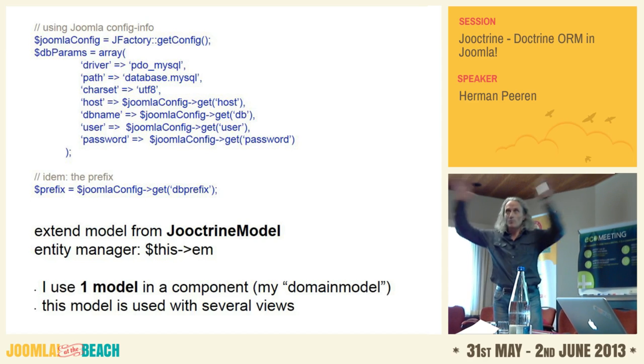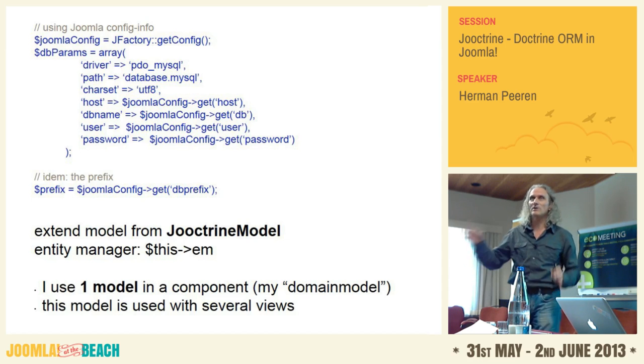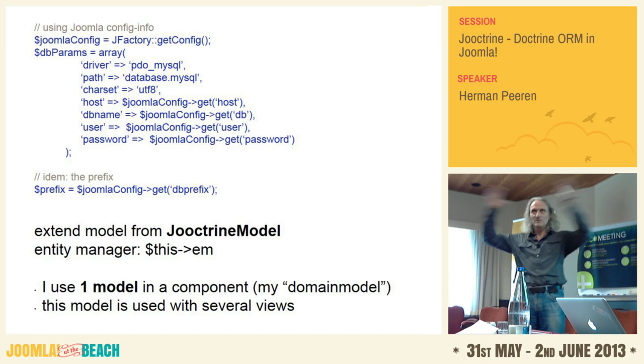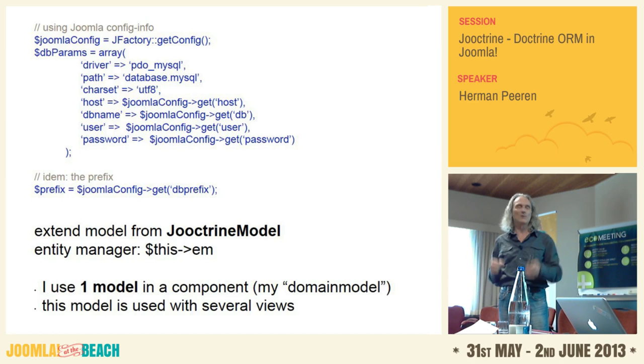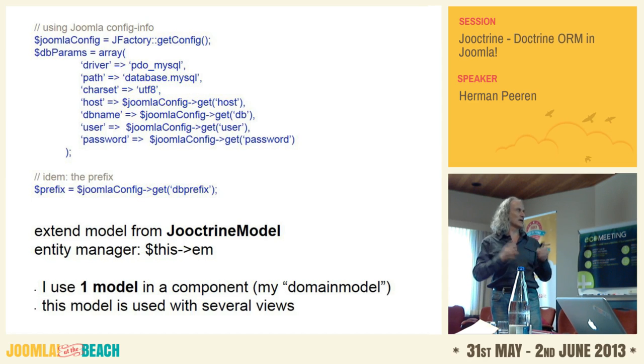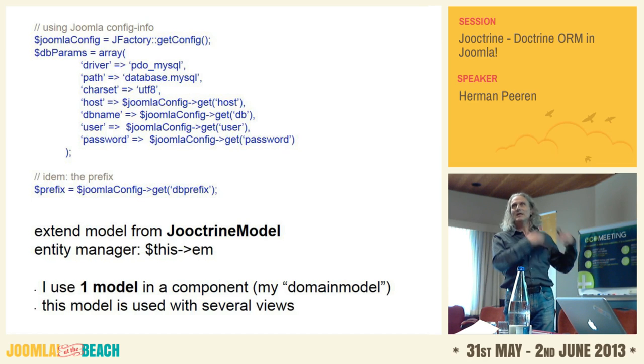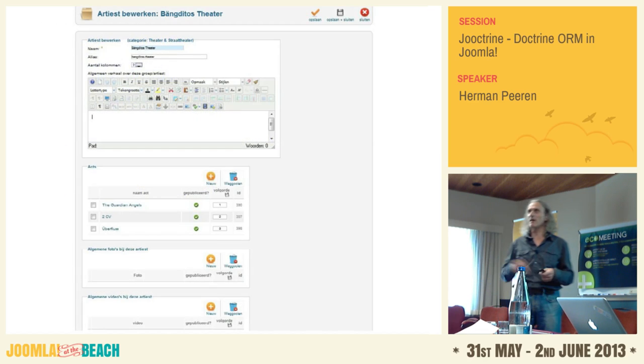I always use one model to put all the objects in. My model is the whole of all the entities working together, because the associations between the objects, that's the most important thing. And from that domain model, I use different views. But I'm playing with this and with a bit different MVC. Yet another MVC.